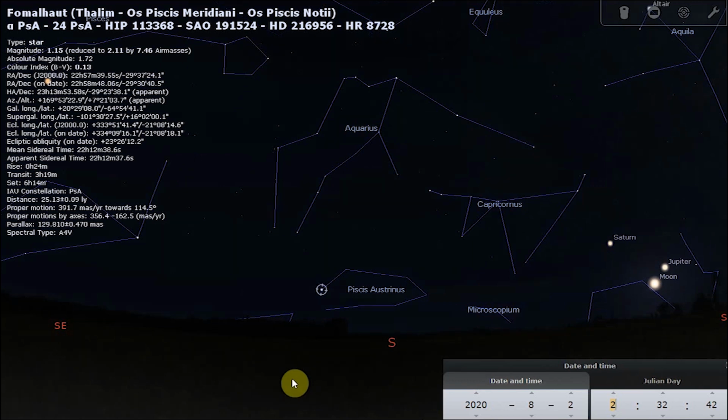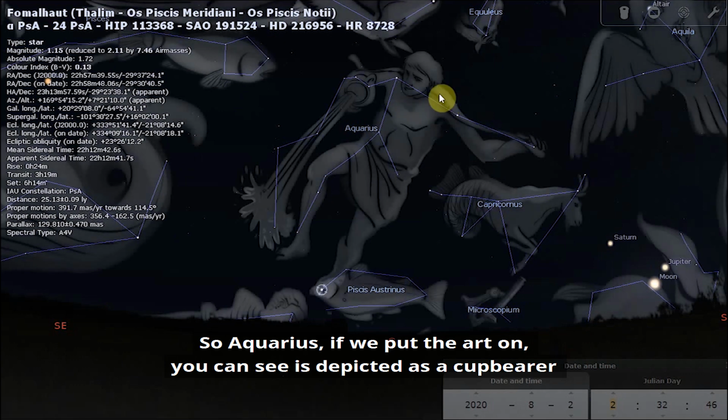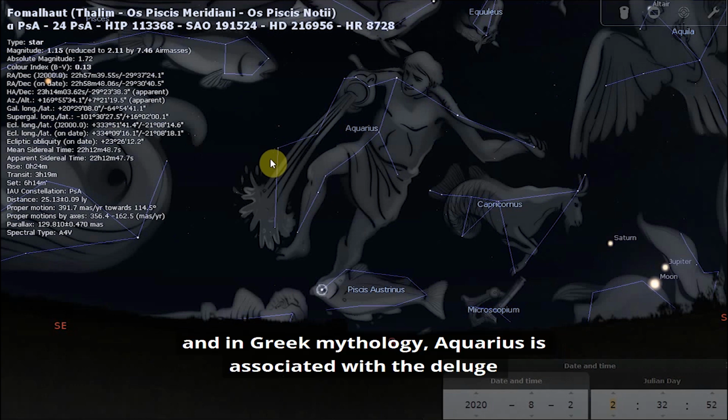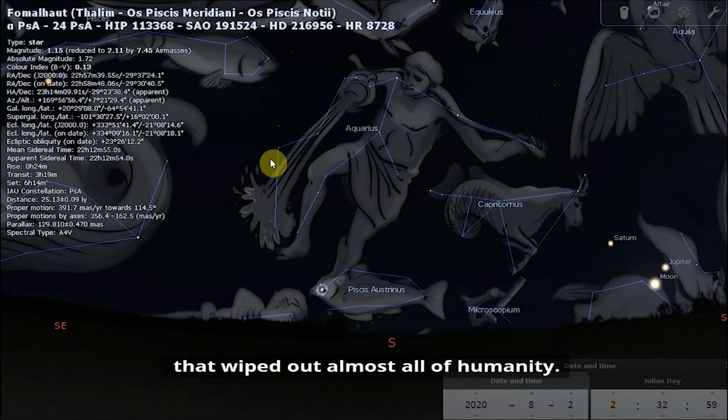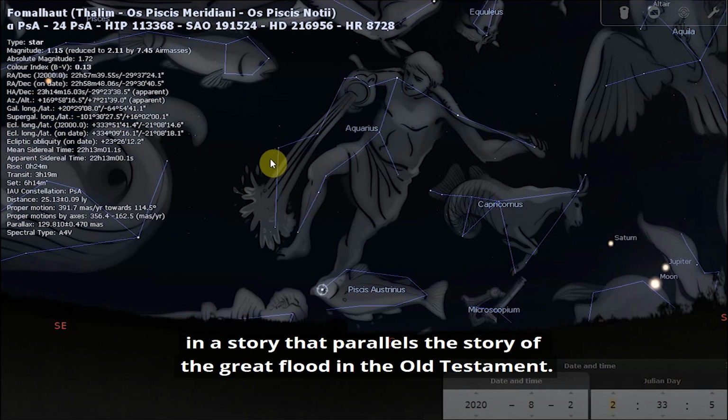So Aquarius, if we put the art on, you can see is depicted as a cupbearer, and in Greek mythology, Aquarius is associated with the deluge that wiped out almost all of humanity. Zeus, the king of the gods, unleashed the flood to punish people for their misdeeds in a story that parallels the story of the great flood in the Old Testament.